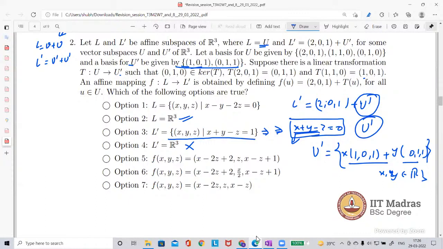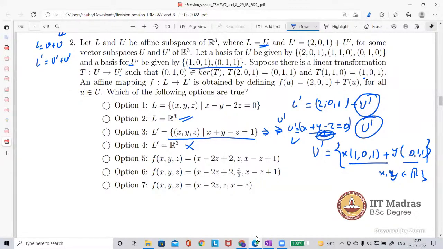Now you know this is U prime. This option says this will be U prime: X plus Y minus Z is equal to 0. So check that this should satisfy this equation. Check whether both are satisfying or not. It is satisfying, both are satisfying. So that means the span of these 2 surely will be this one.